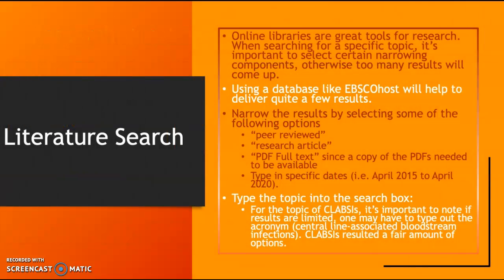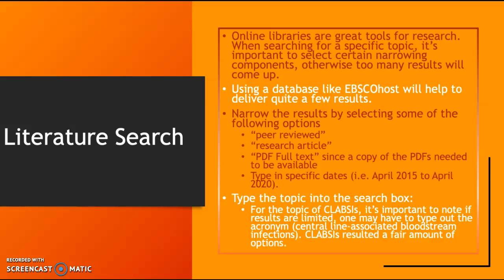So first up is a literature search. Online libraries are always great tools for research. When searching for a specific topic, it's important to select narrowing components, otherwise too many results will come up. A database like EBSCOhost will help to deliver quite a few results, and then we are able to narrow the results by selecting some of the following options, such as peer-reviewed, research article, PDF full text, since a copy of the PDFs need to be available for this project.